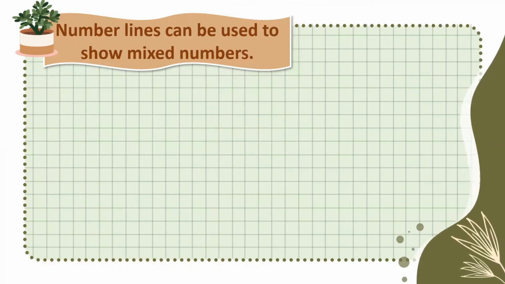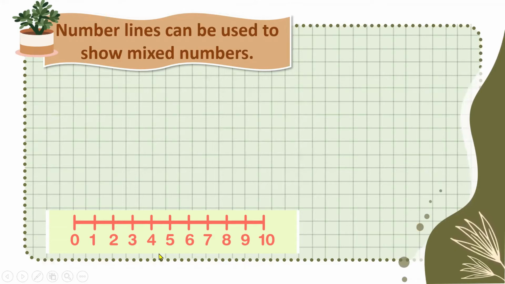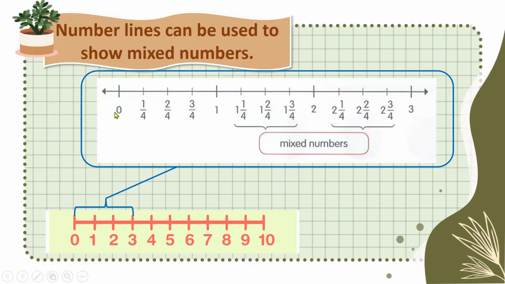Number lines can also be used to show mixed numbers. This is the usual number line that we are using. Most of it are whole numbers. But what we don't know is that inside these whole numbers are the fractions. Let's take a look at this 1 to 3 and let's make it bigger. Let's zoom in. You will see this. Inside the whole number from 0 to 1, we have smaller lines, where we can find the fractions.